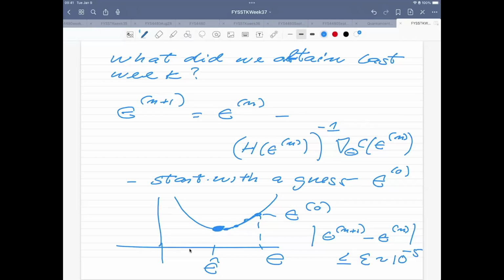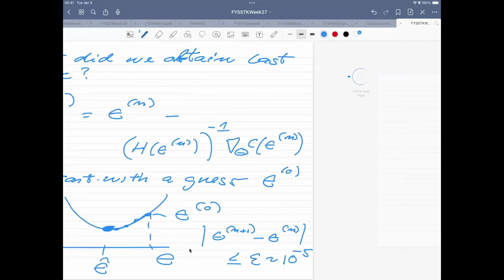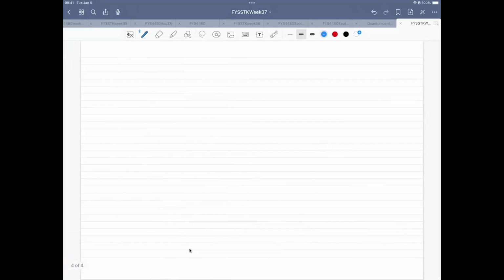And we have been applying this to these methods like ordinary least squares, ridge regression, and lasso regression. So let me quickly remind you of some of these expressions here. So the H of n, which is called the Hessian matrix, is actually the second derivative of this cost function evaluated at this value theta n.